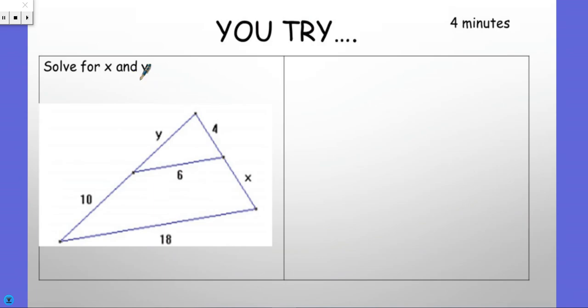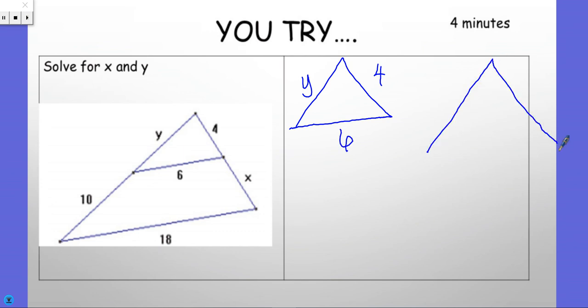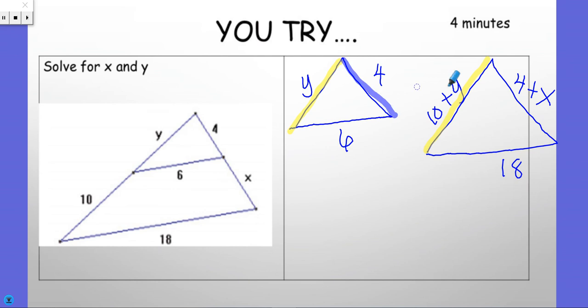All right, this one says to solve for X and Y. So I'm going to draw my two triangles. This is Y, this is 4, this is 6, and then I'm going to go draw the big one. This is 18, this is 10 plus Y, and this is 4 plus X. All right, I'm going to set up my proportions. I'm going to say this side matches this side, and this side matches this side, and this side down here matches this side.